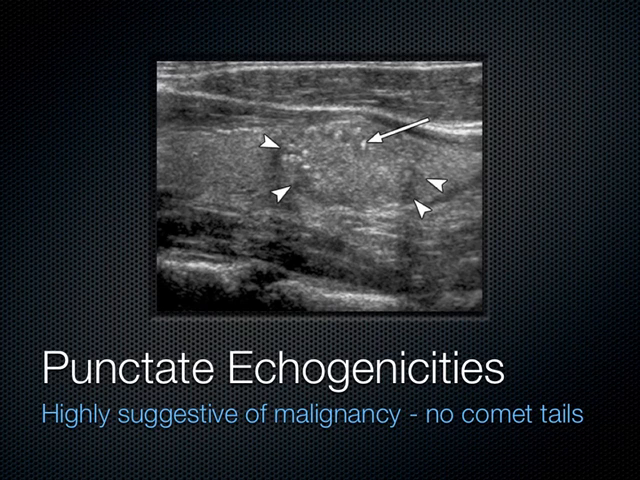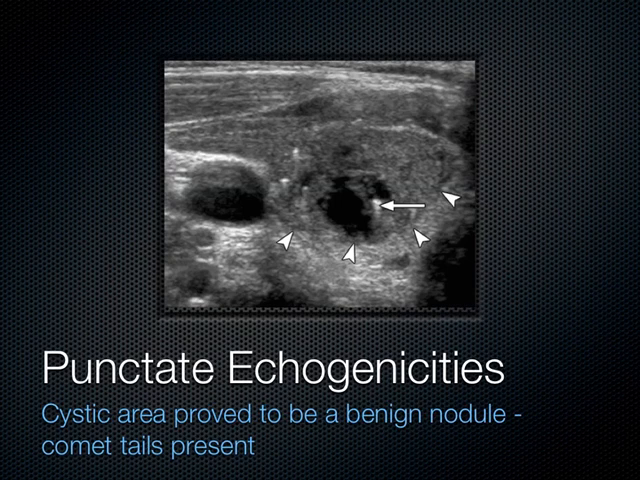So here, in this case, there's no comet tails, and so this one is suspicious of a malignancy. And actually, this nodule here was confirmed to be papillary carcinoma under fine needle aspiration, because we see these punctate echogenicities. So when you see punctate echogenicities, think badness, unless you see a comet tail.